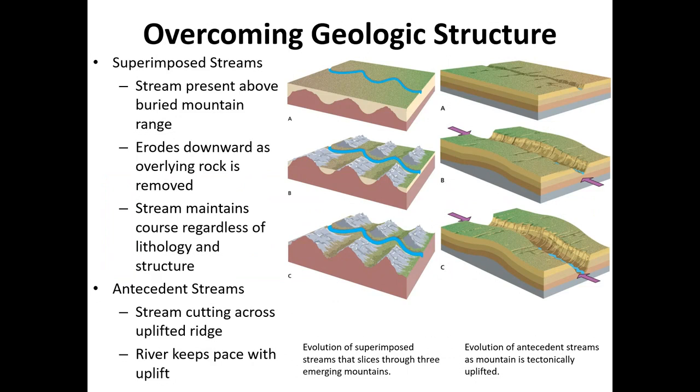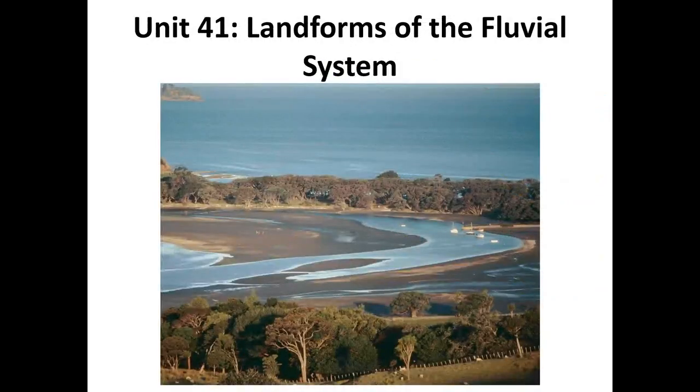And you can also have a river that stays relatively stationary while the land around it is pushed up through uplift, and that's called an antecedent stream. So an antecedent stream is a stream that remains stationary when the land around it is pushed up, kind of the opposite of an incision. So for landforms of the fluvial system, we have two more units. We'll try to get to them fairly quickly.